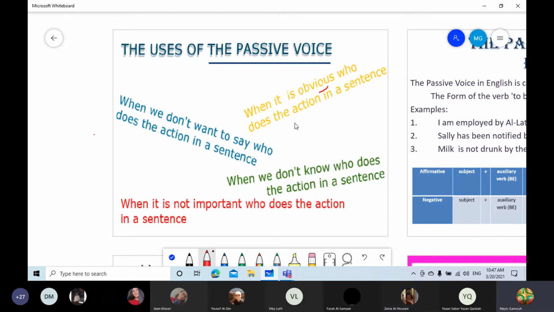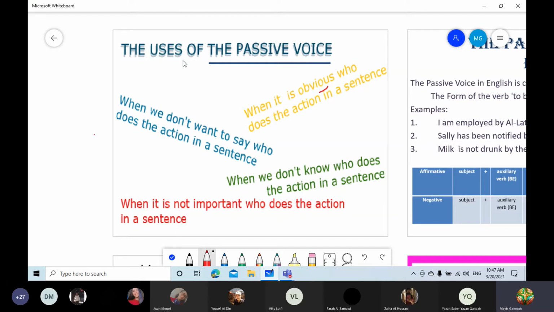Yes, teacher. Yes. So if I am at a restaurant and I am ordering food, I know and everybody knows and it is obvious in here that the waiter will serve me. So here I don't need to insert the doer of the action. And that's when I use the passive voice. So instead of saying the waiter served me in the restaurant, I can say I was served in the restaurant, without saying the waiter, by the waiter. So here the doer of the action is obvious.